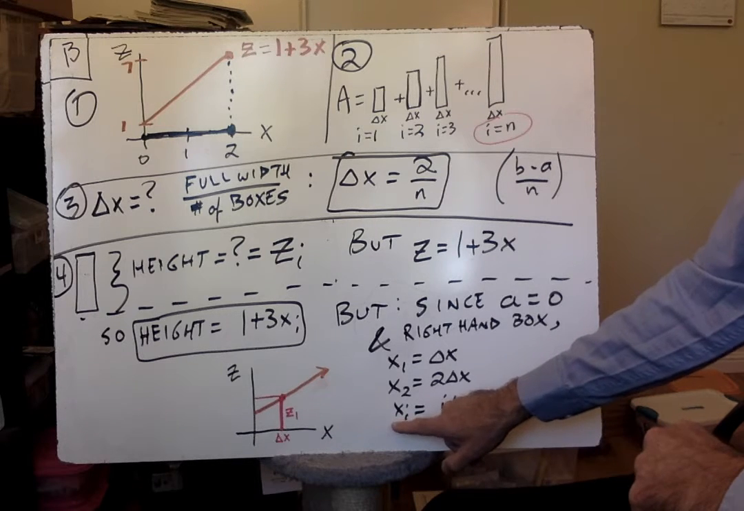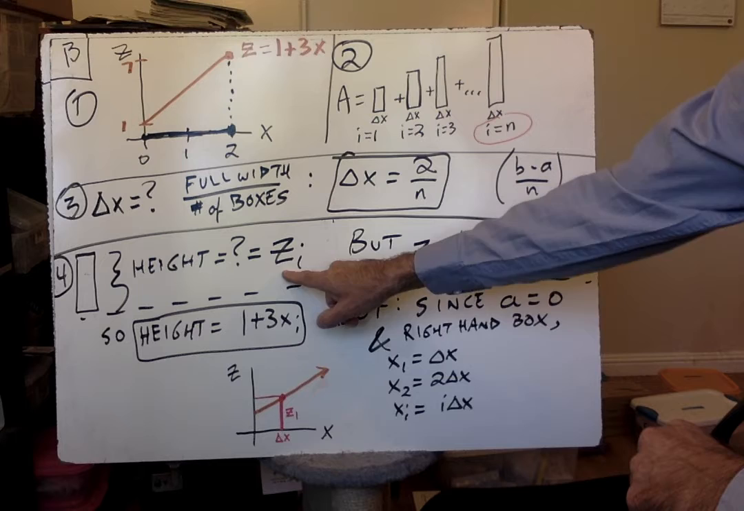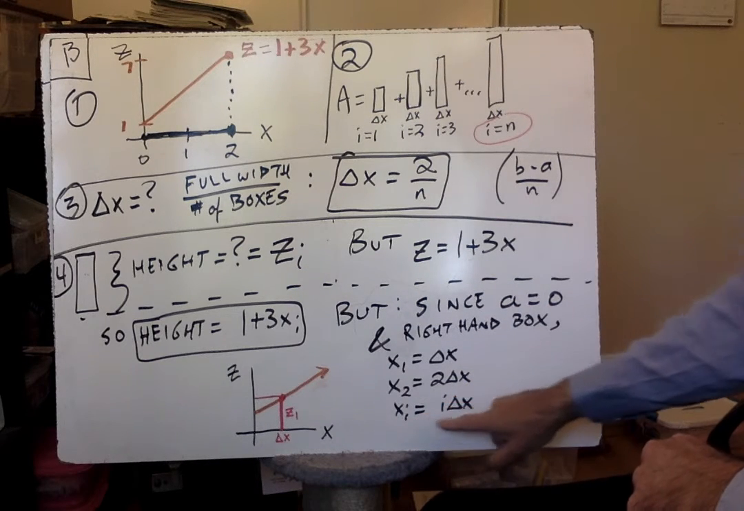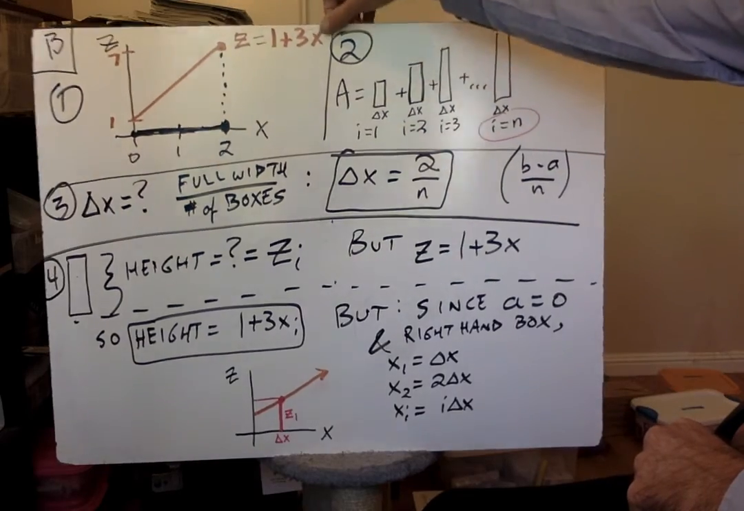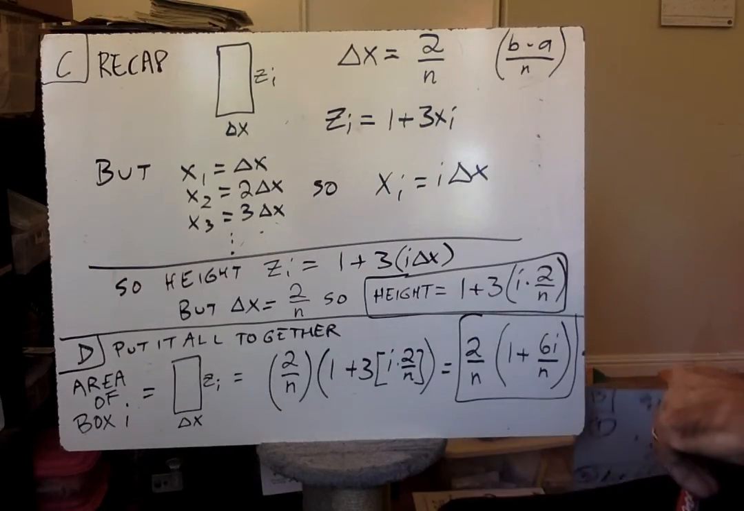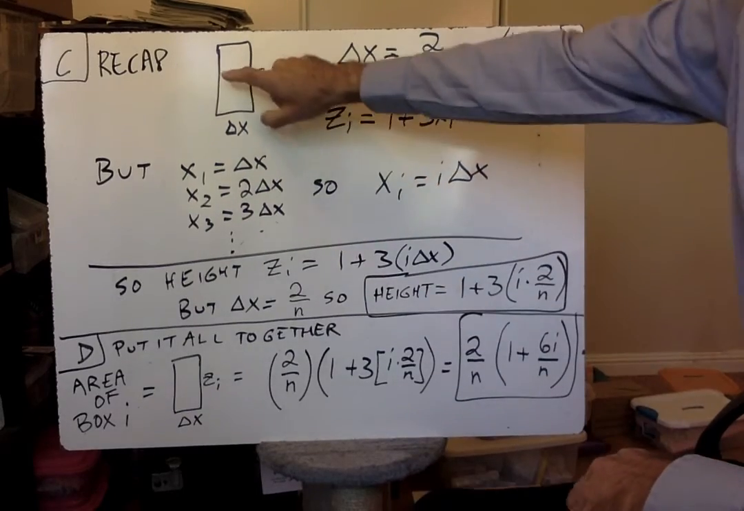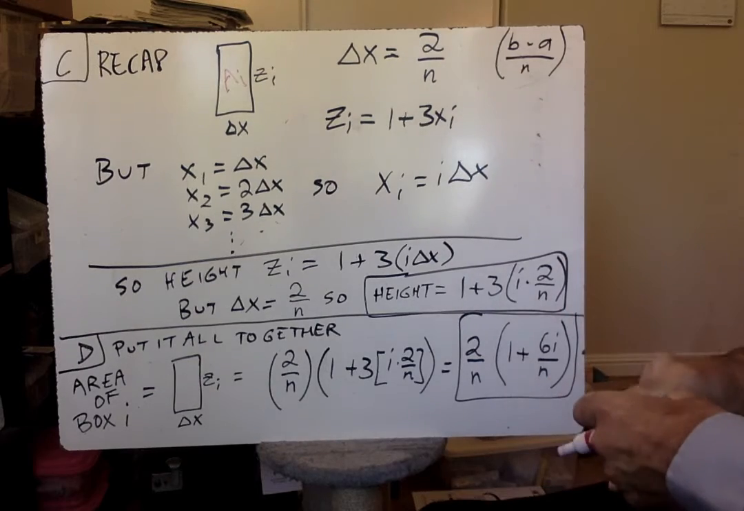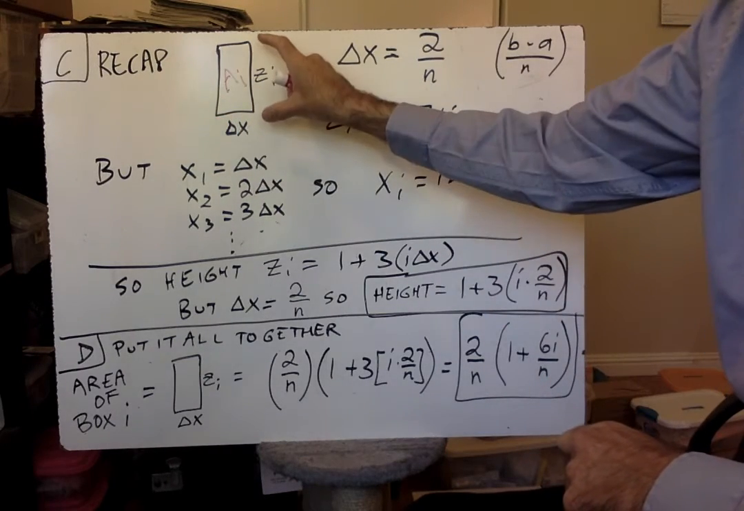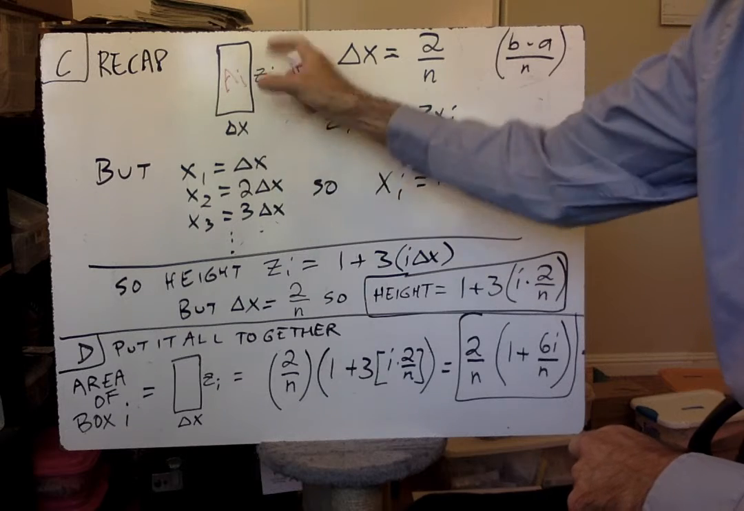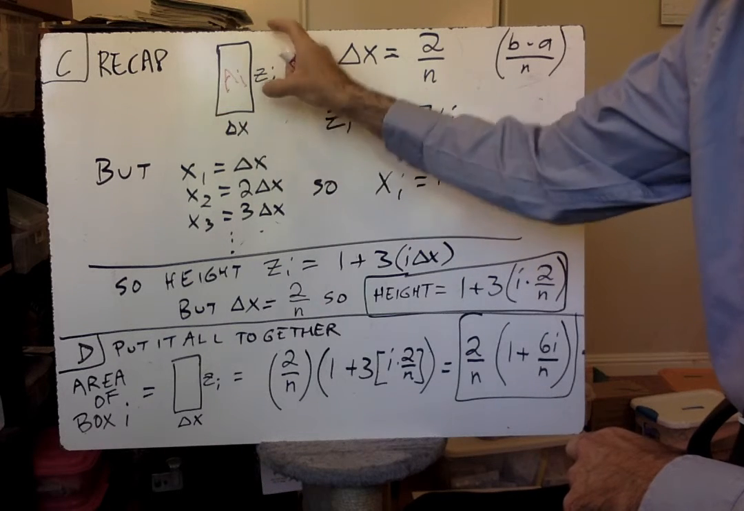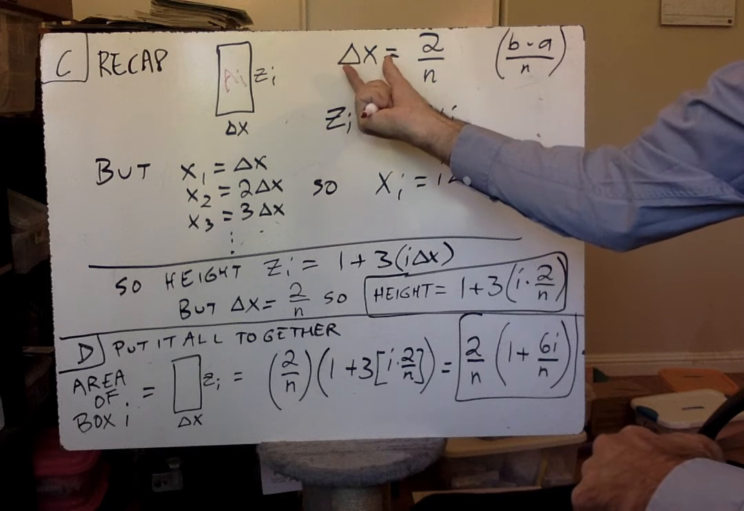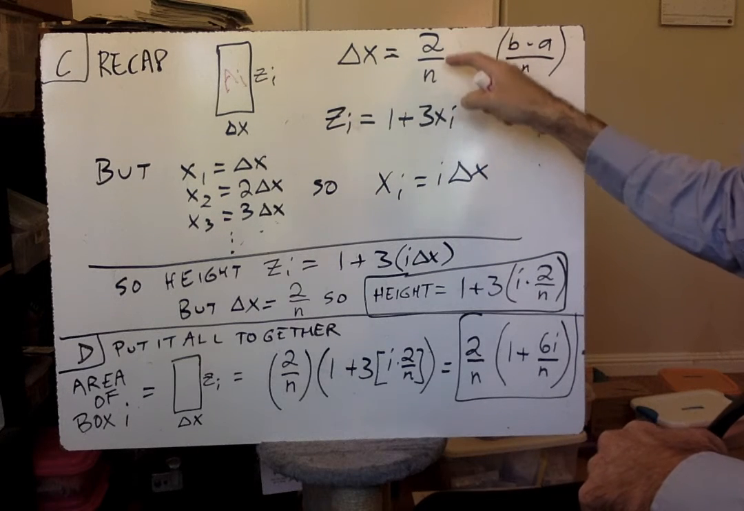So see what we've done here? We started needing the height as a z. We got rid of the z because it's a function of x. Then we're getting rid of the x because it's a function of delta x. And there's one last step to go. Okay, so here's a recap. We want the area of each individual box so we can sum them up. Each individual box has a width and a height. We want to express each of these in terms of our letters I and N and the numerals that are given. We started with the width because that's the same for all of them. It's easier. And that's the total width divided by how many boxes.